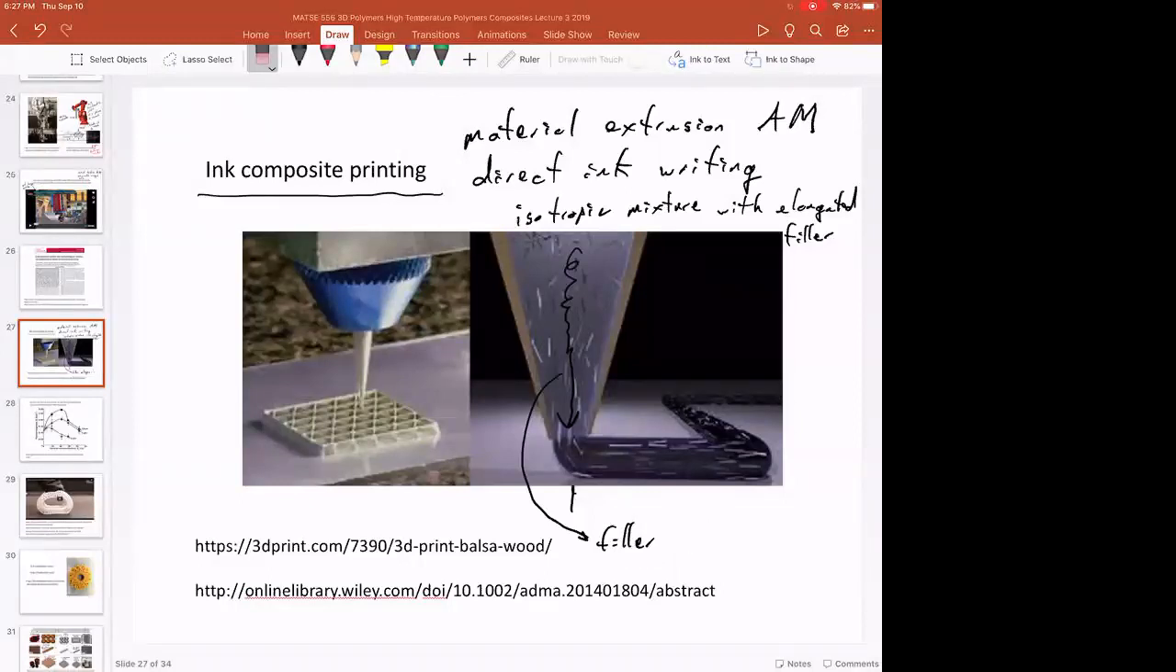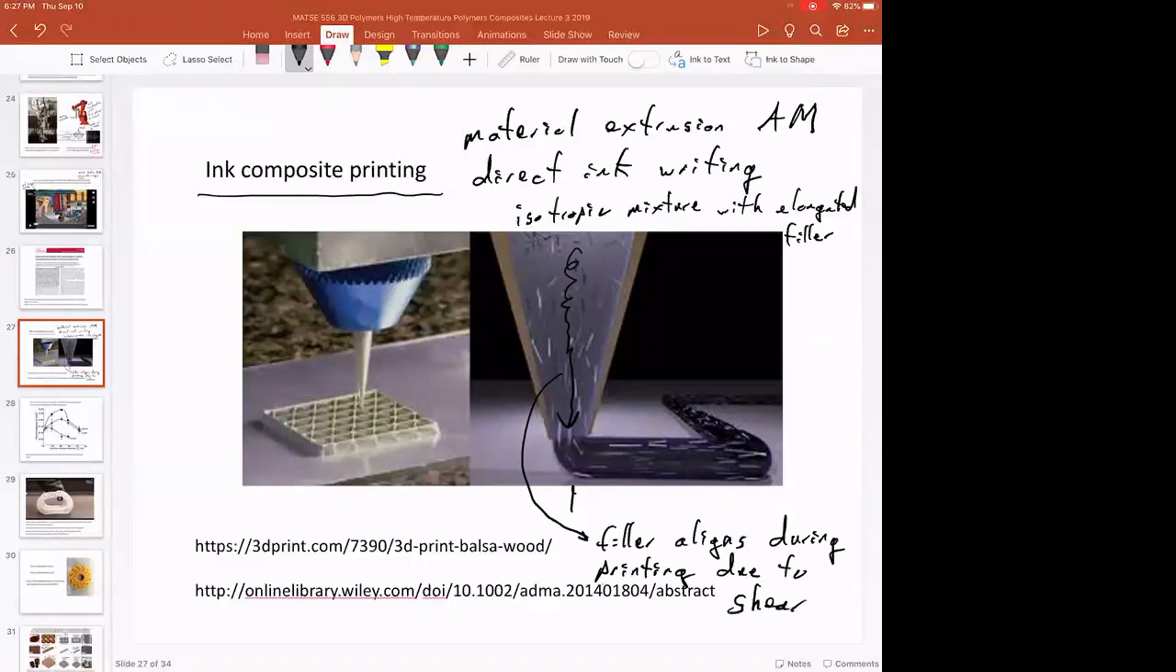Let me start again here. Filler aligns during printing due to shear.